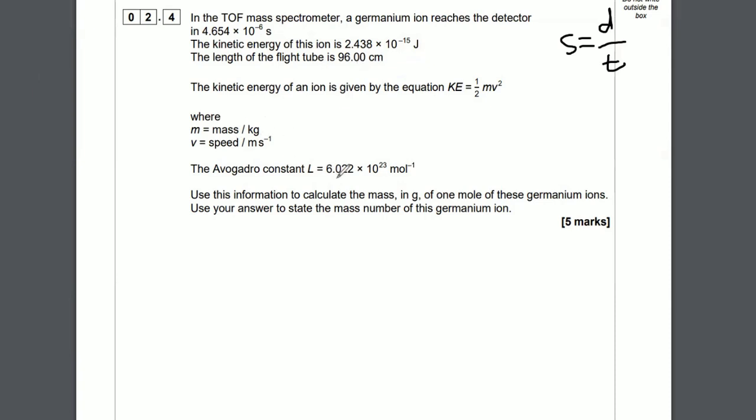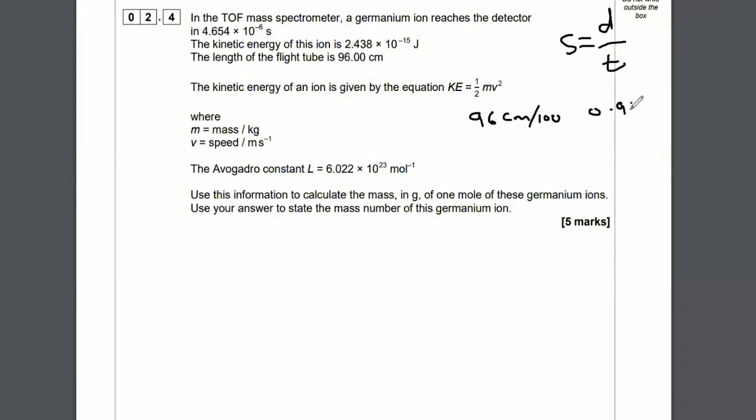make us think of speed equals distance over time. You always need that equation in the time of flight. I've never seen one where you don't need speed equals distance over time, or velocity equals distance over time. And they will always give you kinetic energy is equal to half mass times velocity squared. So let's start with the distance.